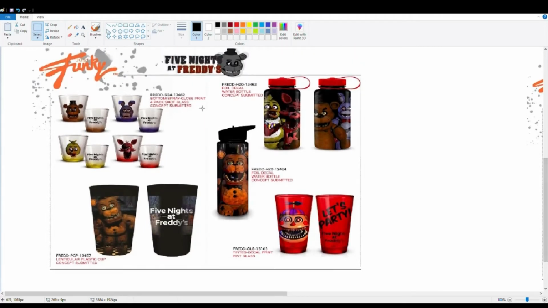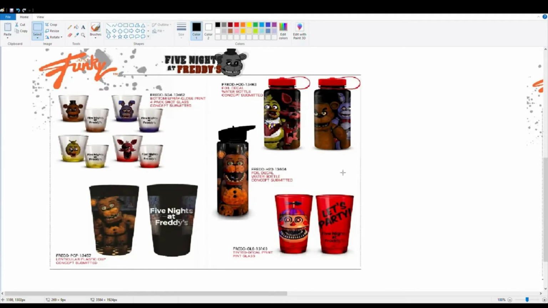Now, we get to the interesting one, aka the one I teased in the cringy thumbnail I made. Which, yes, you're reading that right. Shot glasses. FNAF shot glasses. Freddy getting drunk. Bonnie getting drunk. Chica getting drunk. Foxy, Yarg getting drunk. Yeah, so, do I really need to explain why this one was scrapped as well?